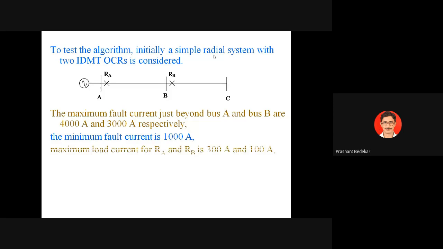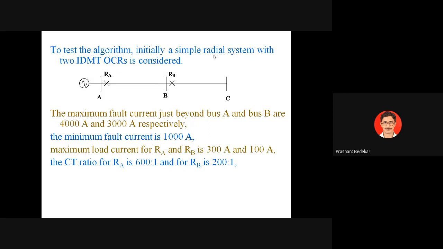Same data, same parameters, everything same. The only thing is that now I am not saying that the plug setting is 1. Plug setting is to be found out. And I have changed the CT ratio a little. It is 600:1 for relay RA and 200:1 for relay RB.